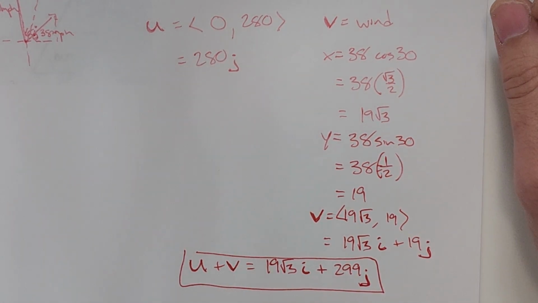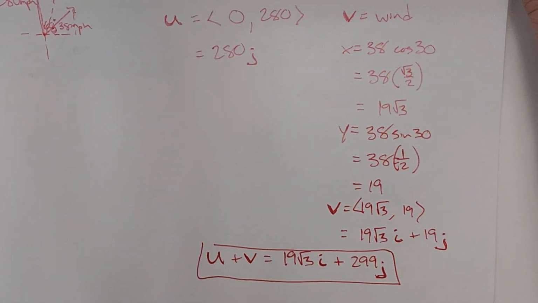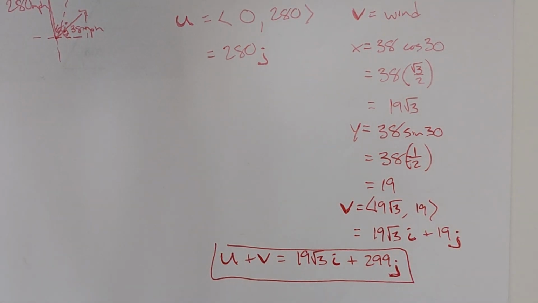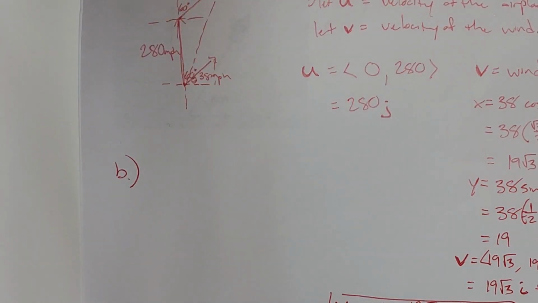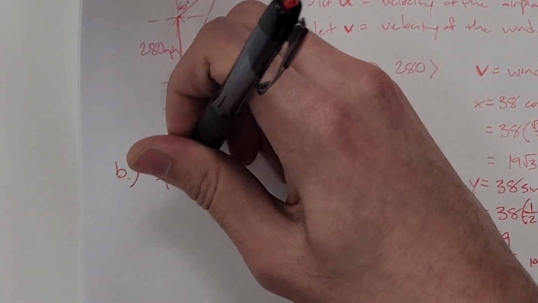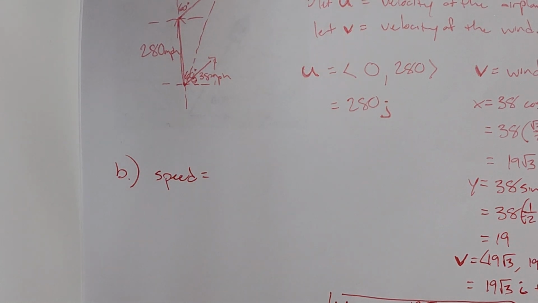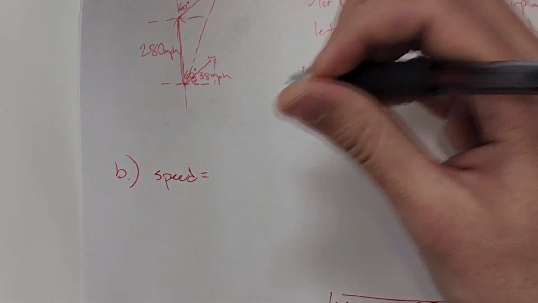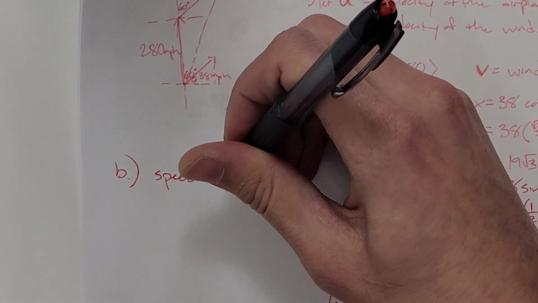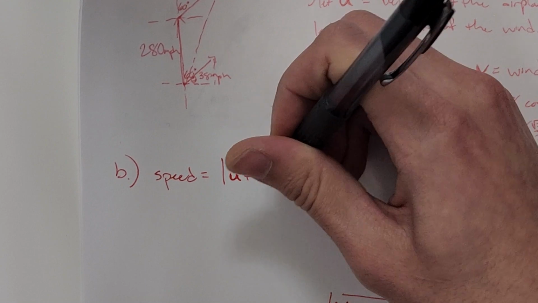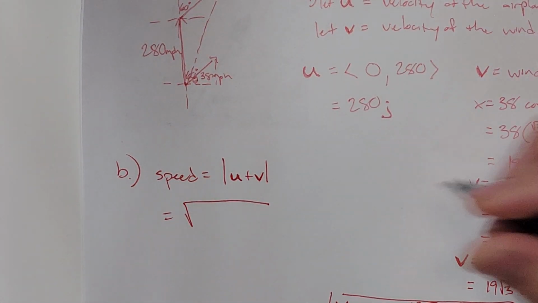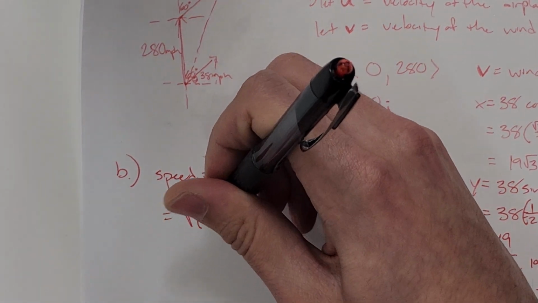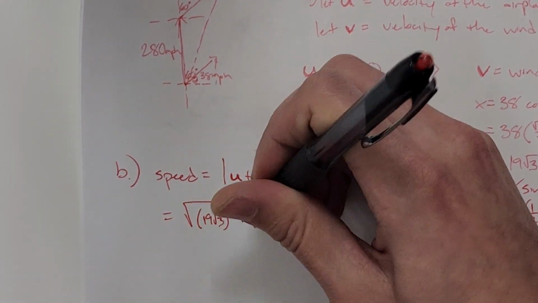Now part B is asking for the true speed and direction. So we need to find the magnitude and direction of this vector, the velocity vector. So part B, I'm going to use some of this space over here. In order to find the speed, speed is just the magnitude of the velocity. It's the scalar of the velocity, just the magnitude. So we're going to find the magnitude of the resultant vector, u plus v, which is equal to, using our magnitude formula, the square root of the quantity 19 root 3 squared plus 299 squared.